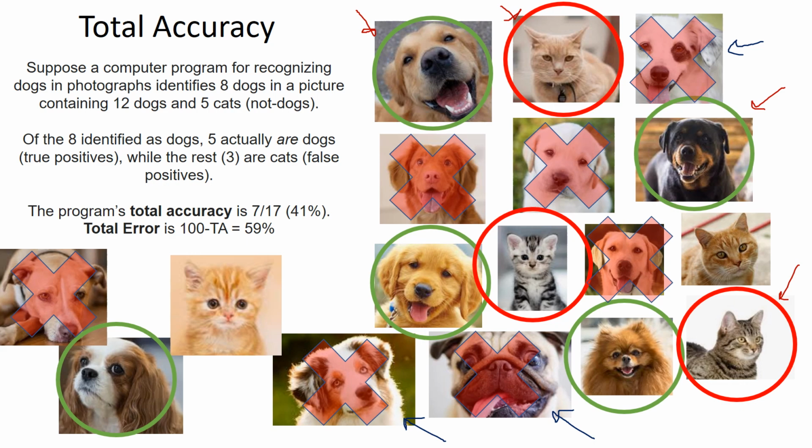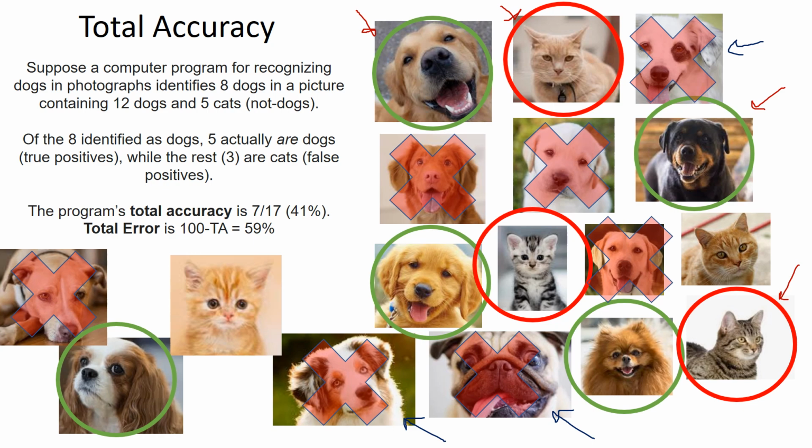Now the easiest statistic to calculate is just the total accuracy. How many things did we get right divided by the total number of things? How many things did we get right? One thing we got right is these 5 green circled pictures of dogs, right? They are dogs. We said they were dogs. We get credit for those.